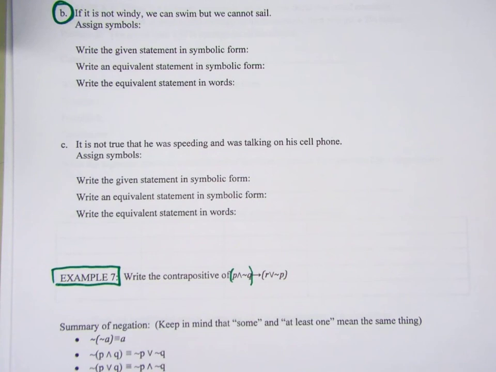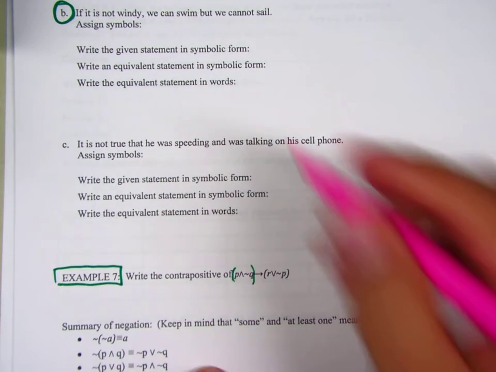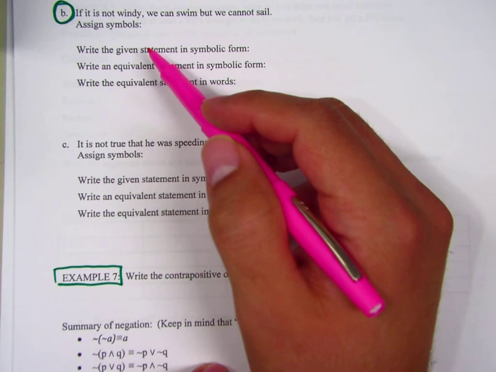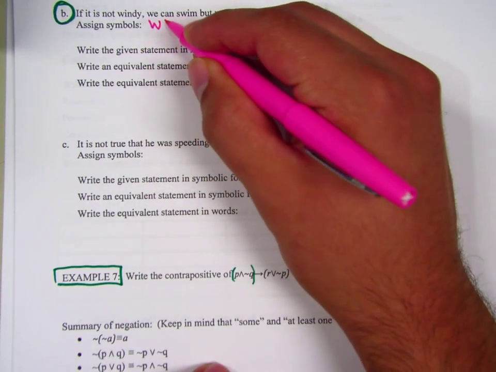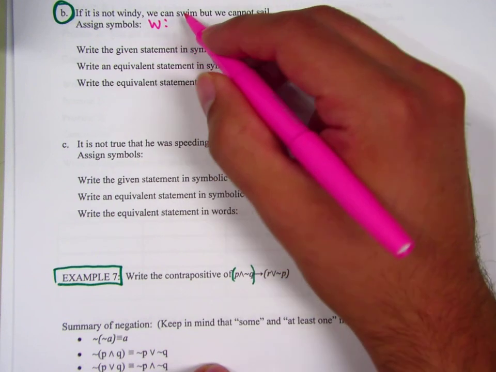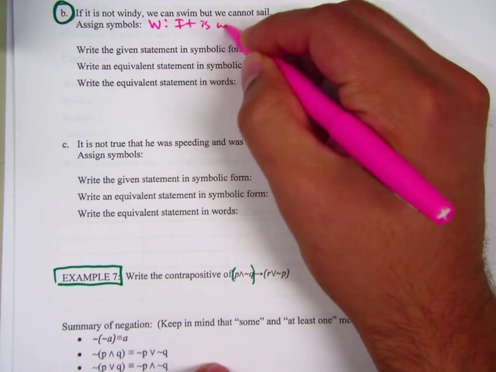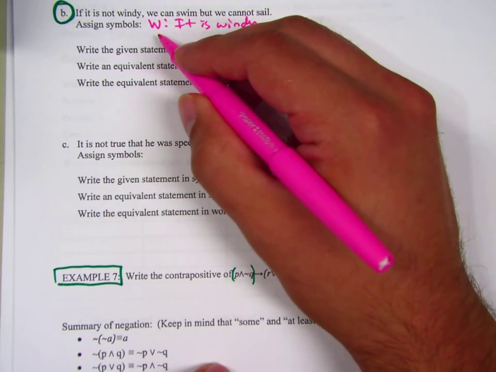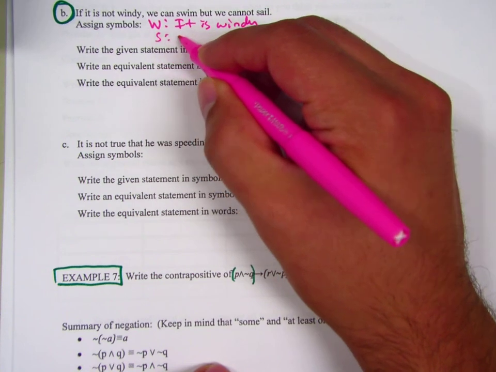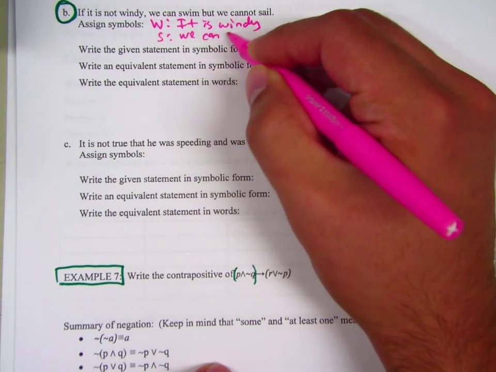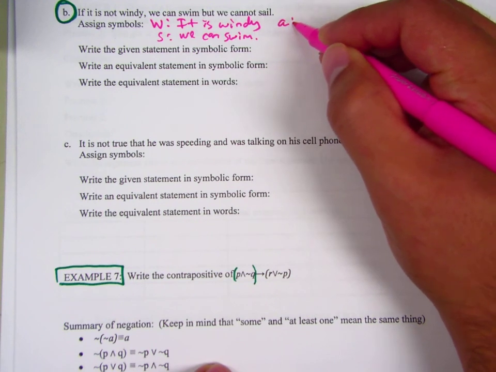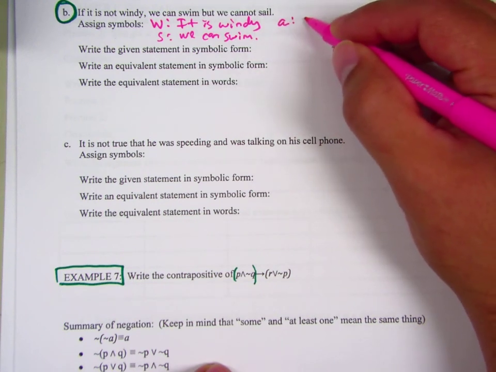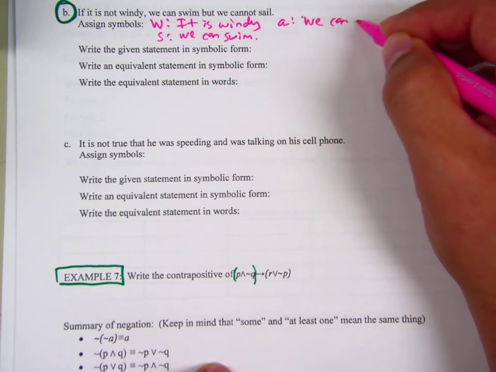Let's see. Just to make sure everybody's on the same page, W for me is going to be, it is windy. S is going to be, we can swim. And then I'm not going to use S again, but I'll use A. We can sail. All right.